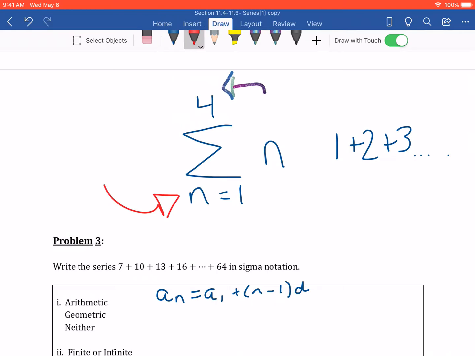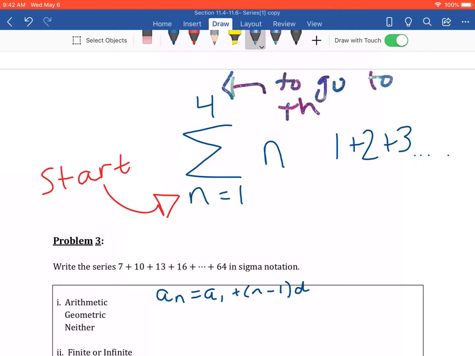On the bottom of the sum of, we see an n equals a value. That is our starting point. Whatever that n equals value is going to be the number you begin with. The number at the top is telling you to go to that number. That will be the last value you go to. And the n here is going to tell you the sum of what to sum. So this is what it should look like, and if you look previously in the packet, you had already used sigma notation to go in the opposite direction we're going now.